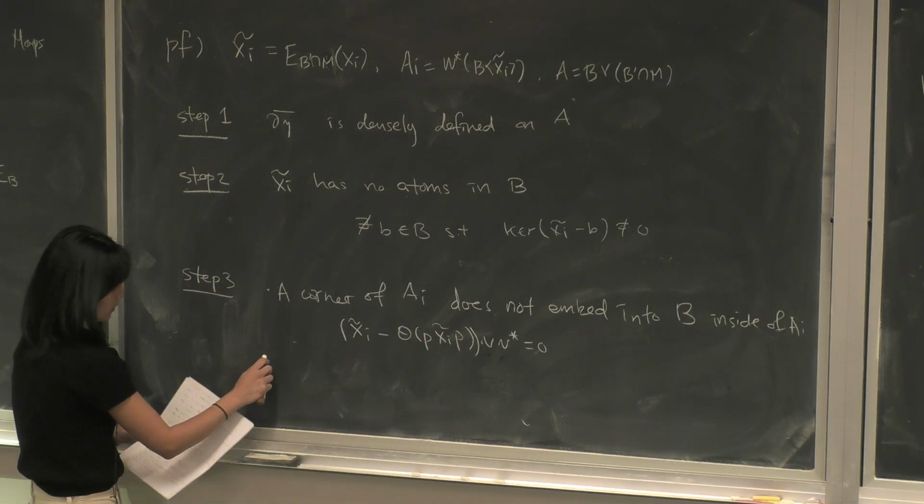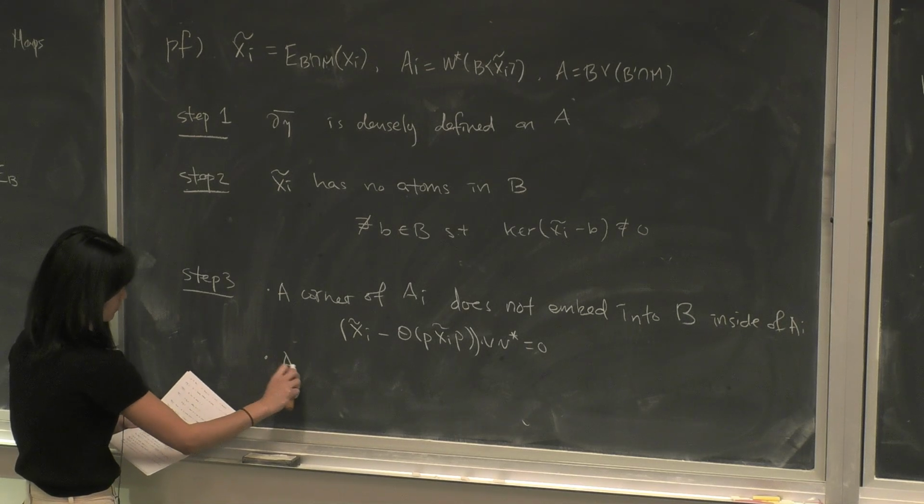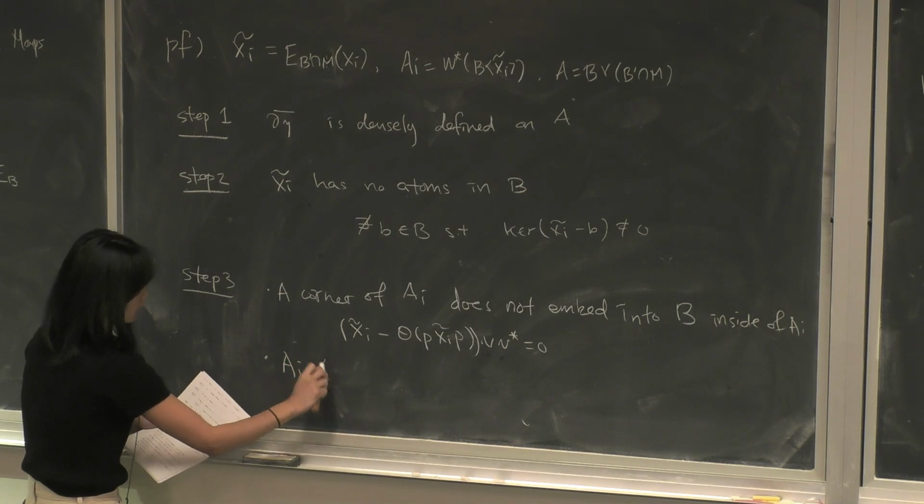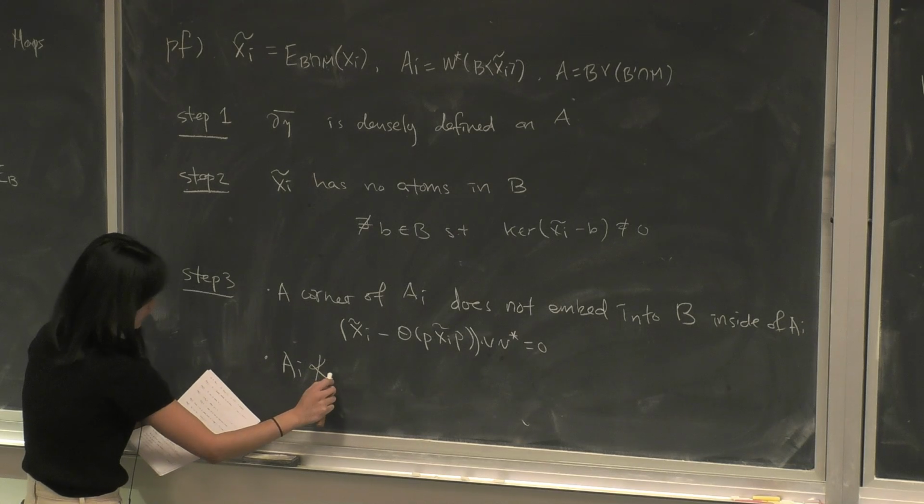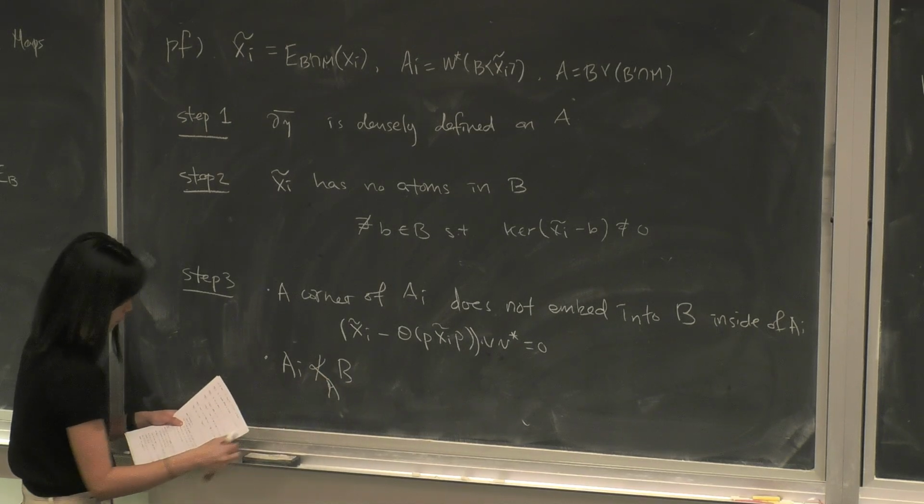And the next one is similar. A corner of AI does not embed into B inside of A this time.